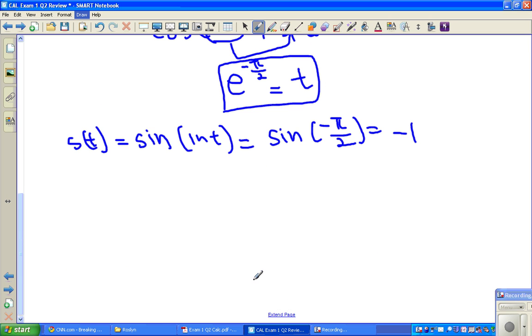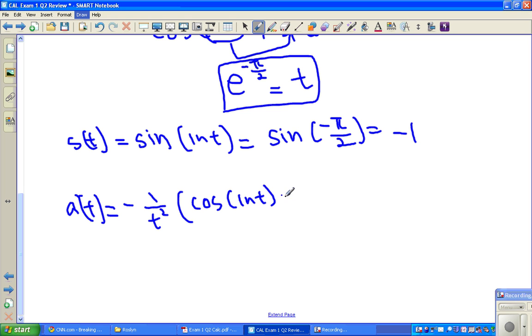Now, acceleration will in fact be equal to -1 over t squared times cosine of ln of t plus sine of ln of t. Now, as you plug in negative pi over 2 in these two locations, you will realize that this portion becomes 0 and this portion becomes -1.